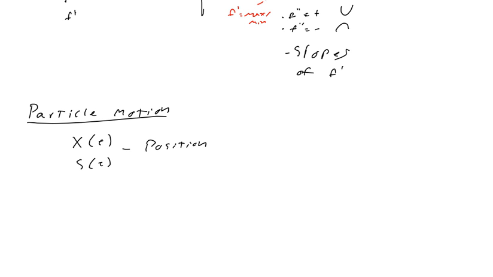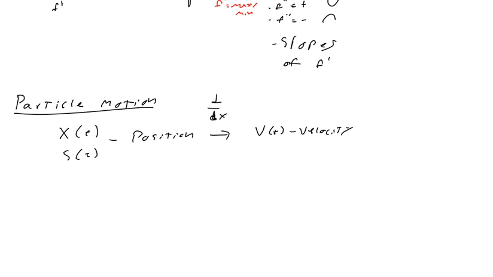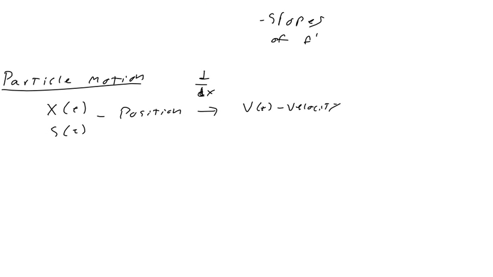If you do the derivative of position, you get velocity. V of t is velocity. So the derivative of position is velocity. And velocity can tell you: if velocity is positive, that means moving to the right. Negative means you're moving left. And if it's 0, that means you are stopped.